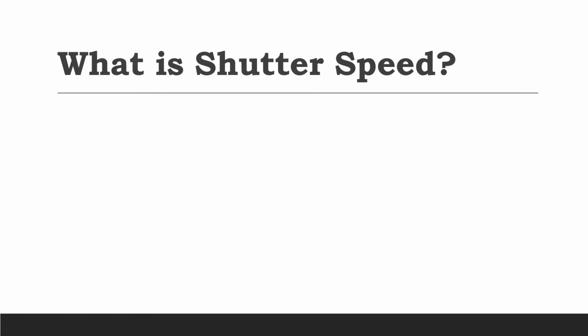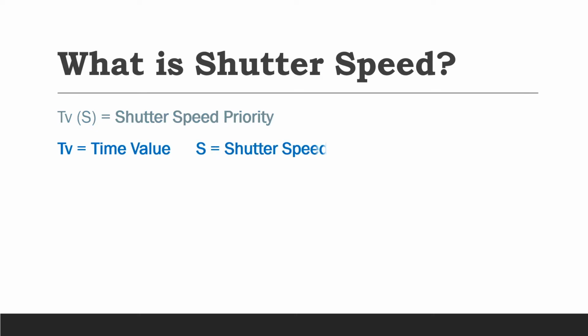So what is shutter speed exactly? Shutter speed priority is either going to be in TV or S mode. TV actually stands for time value and S stands for shutter speed. So why would you want to use this? Well, there's actually two reasons why.